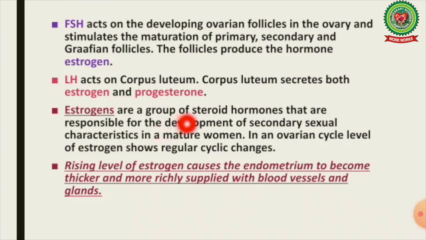Estrogens are a group of steroid hormones that are responsible for the development of secondary sexual characteristics in a mature woman. In an ovarian cycle, the level of estrogen shows regular cyclic changes. Rising level of estrogen causes the endometrium to become thicker and more richly supplied with blood vessels and glands.